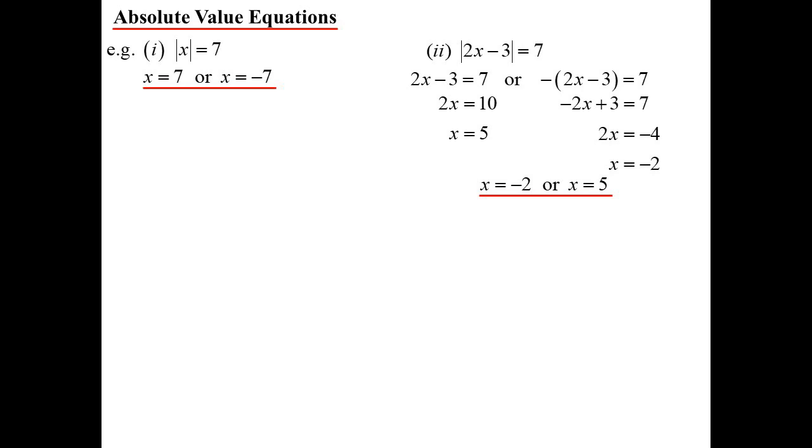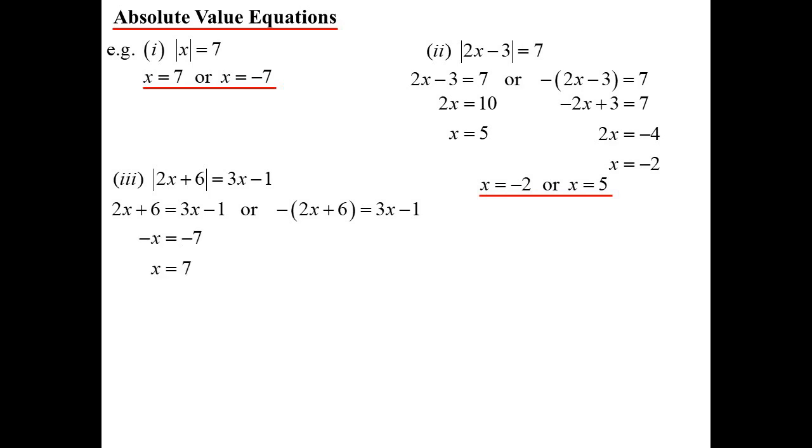But we do have to be careful when it equals algebra. So when it equals a constant number, nice and easy. But look what happens here. Absolute value of 2x plus 6 is 3x plus 1. Same idea, either 2x plus 6 is 3x minus 1, or the negative of 2x plus 6 is 3x minus 1. Left hand side I get x equals 7, right hand side I get x equals negative 1. And a lot of people would be happy to leave that as the solution, but they would be wrong.